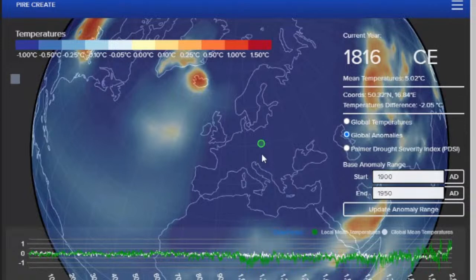This is a data assimilation system. In some parts of the world, the northern hemisphere, this is very well constrained because we have a lot of data. If you go to the tropics or the southern hemisphere, and if you go back several hundred years, what you will download is essentially a model result, because there's very little proxy data available for that. But you can play around with that on your own. Again, if you're interested, pirecreate.com and you'll find it there.